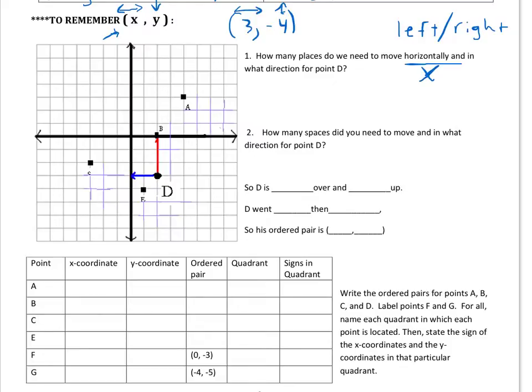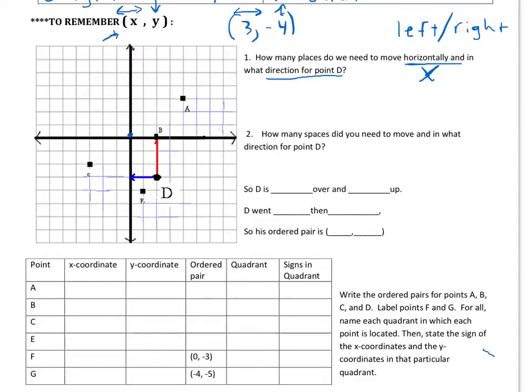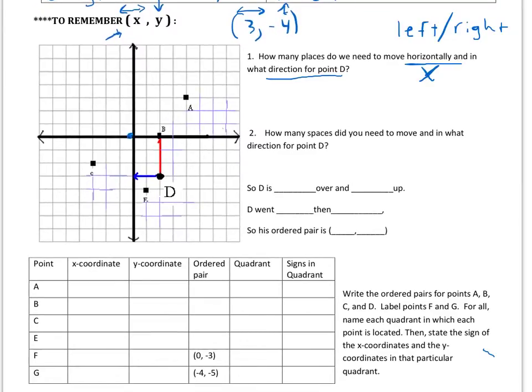And in what direction for point D? Basically, how are we going to get to point D? Well, we always start at the origin. Then we would have to move how many places? D's down here, right? So I'm going to have to go 2 places to the right. So my answer for this first part would be right 2 places.